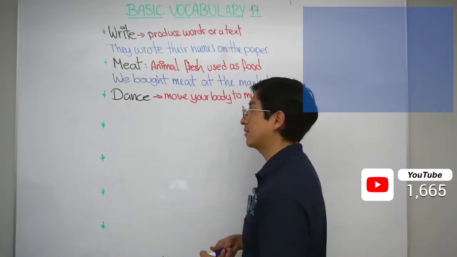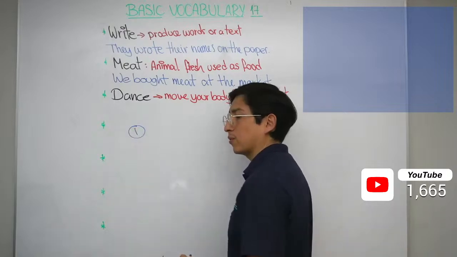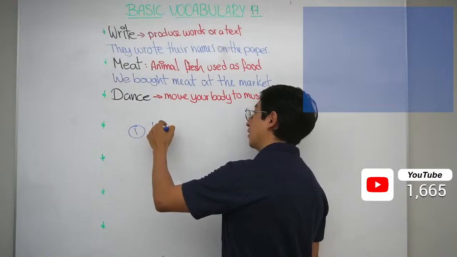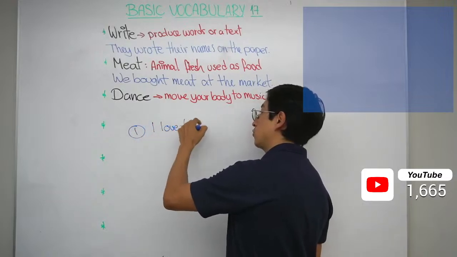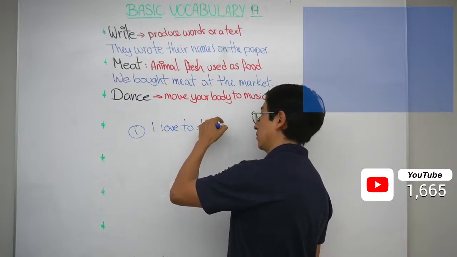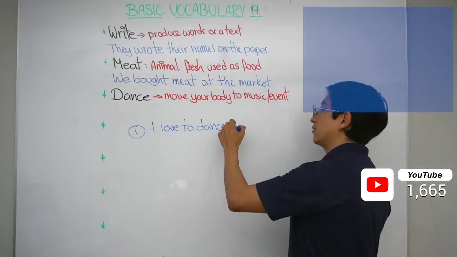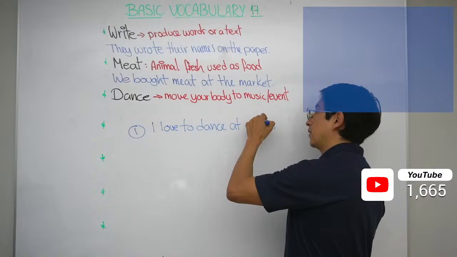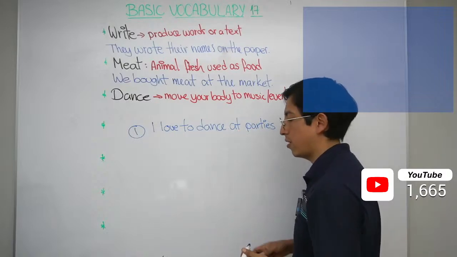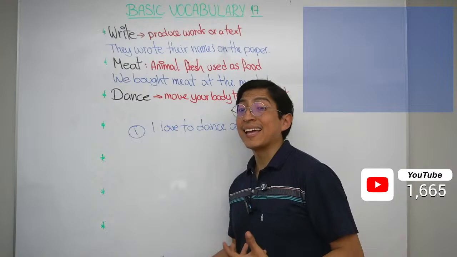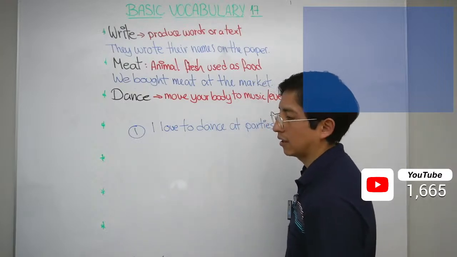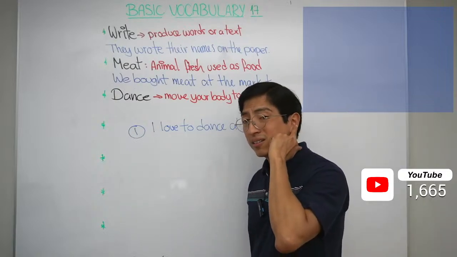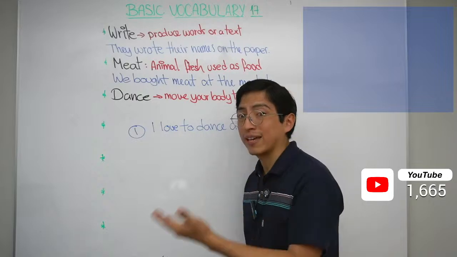Okay, guys. So let's start with the first meaning. Okay, meaning number one. It says, I love to dance. Okay, I love to dance at parties. I love dancing. Other possibility, right? I love dancing. I prefer listening to music. Okay, I prefer listening to music over dancing.